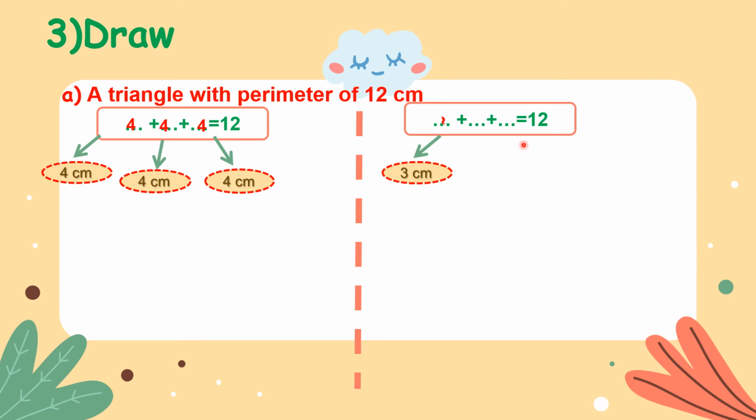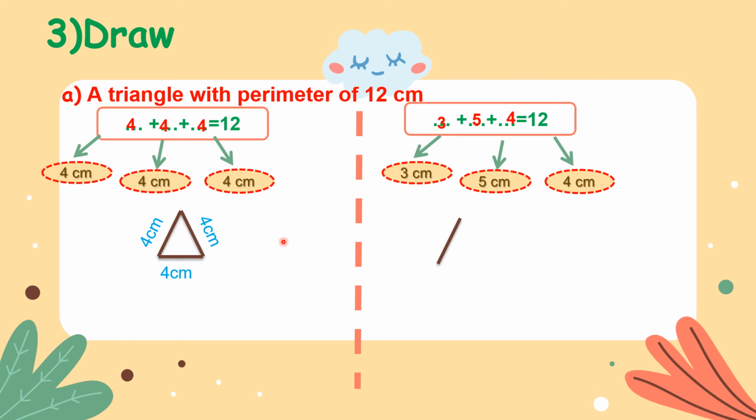Let's choose numbers like 3 and 5. So 3 and 5 equals 8. So the third side will be how many to reach 12? I have 8. I need how many to reach 12? Excellent, 4. So the third one will be 4. Now let's draw. Here I'm going to draw a triangle with side length 4 centimeters. And here I'm going to draw a triangle with side lengths 3 and 5 and 4.